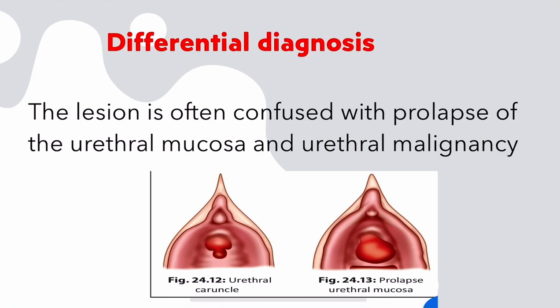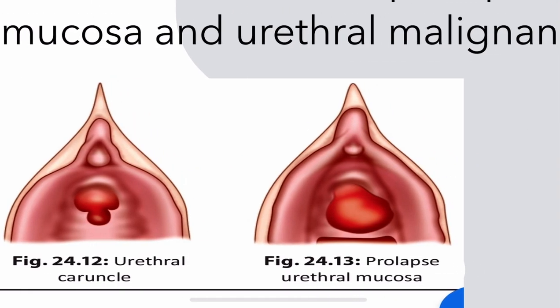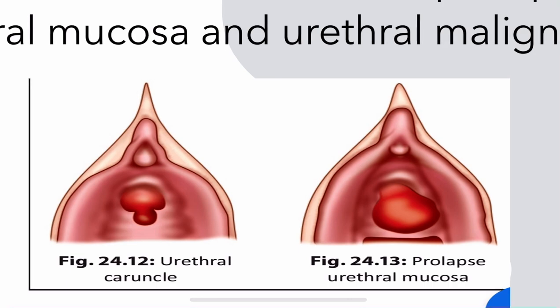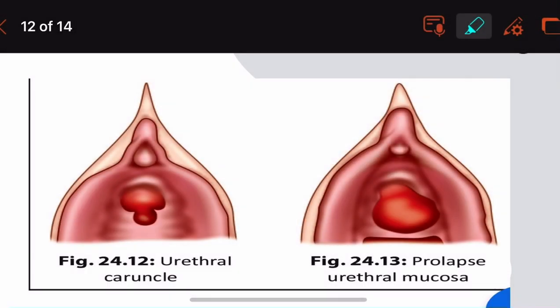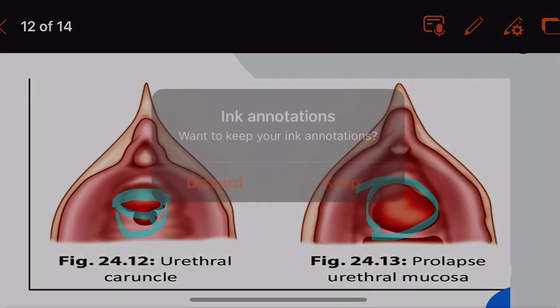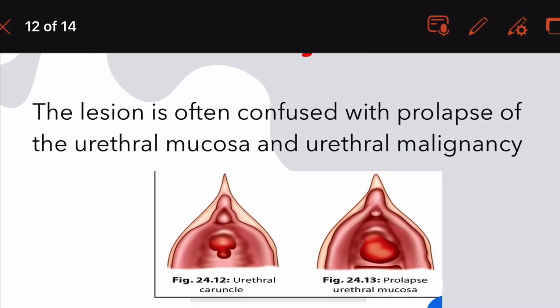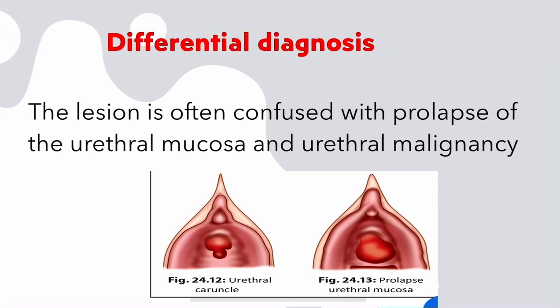Differential diagnosis. The lesion will often be confused with prolapse of the urethral mucosa and also urethral malignancy. So here you can see the urethral caruncle, and this is the prolapse of the urethral mucosa. So how can we differentiate? This is usually arising from the posterior urethral wall, and this prolapse is occurring from the entire circumference. Okay, this will be less than 0.5 centimeters. The prolapse can be huge as well.